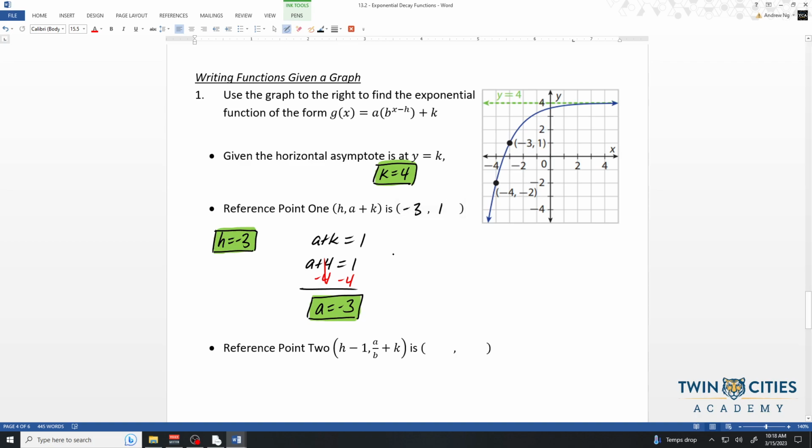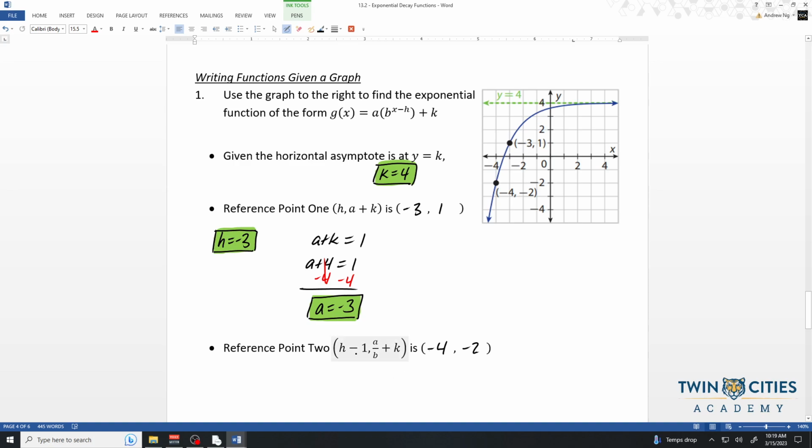The difference between these problems in this section and the ones in the last one is that you're not given a value for b. So you have to actually find what b is. Here we're going to use reference point 2 to help us with that. Reference point 2 is (-4, -2).